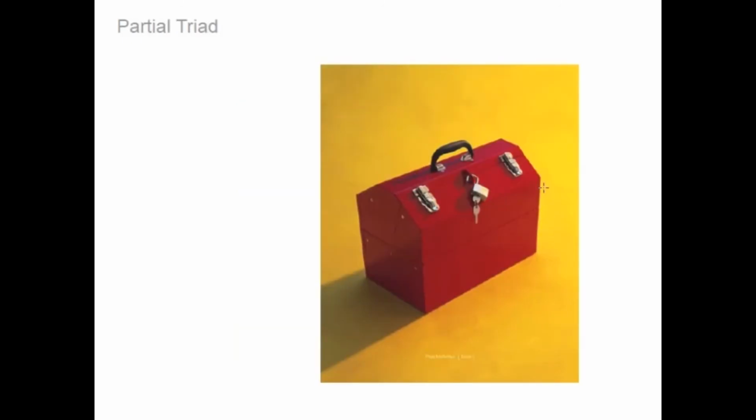Now you can modify your triad into a partial triad. If you start with the equilateral triangle in the hue circle and remove one of the hues, you have a partial triad. You've got two hues instead of three. So the red-yellow here is a partial triad.